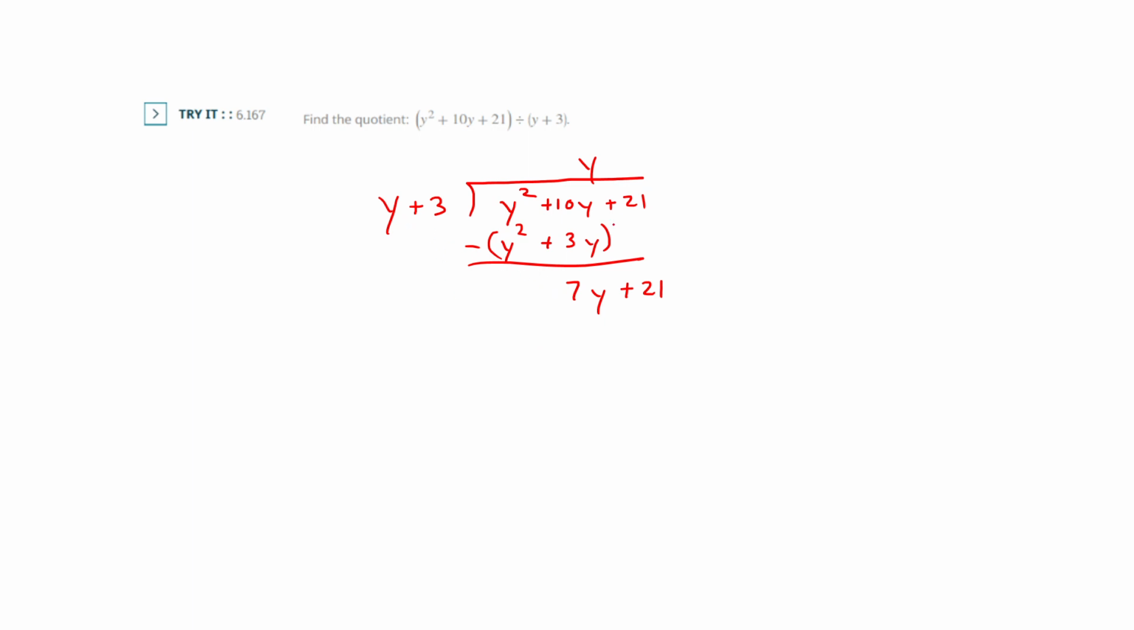Y times 7y, it would be a 7. That would make that a match. So 7 times y is 7y. 7 times 3 is 21. Now, we check for leftovers. It becomes subtraction. Now it changes every one of the signs. There's no remainder. So my answer, when you divide these, is y plus 7.